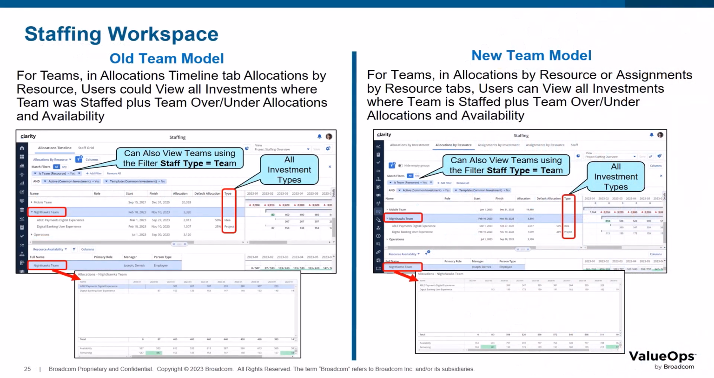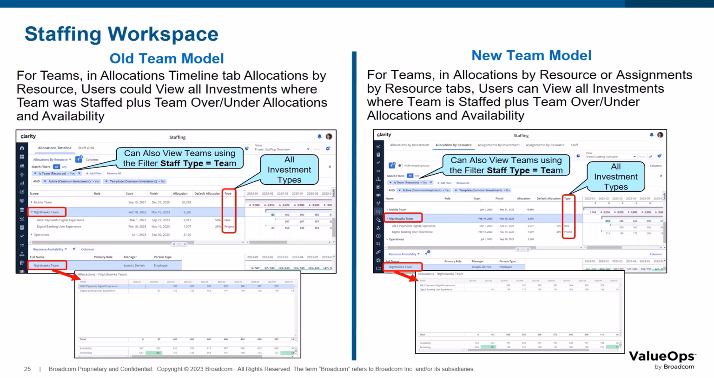First, we'll take a look at the Allocations Timeline tab and the Allocations by Resource. And we'll look at the Nighthawks team, which is the team resource for that team. Notice that before and after migration, you can still see the same kind of data for the Nighthawks team. You can see that team resource is staffed on a project and on an idea.